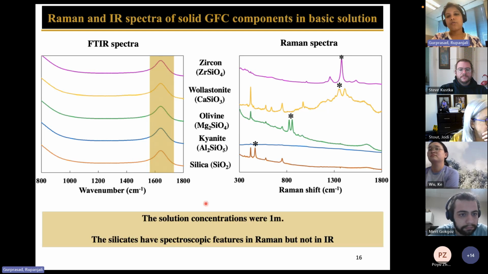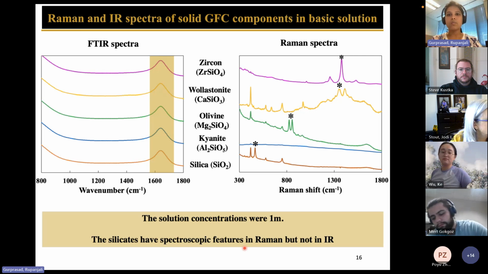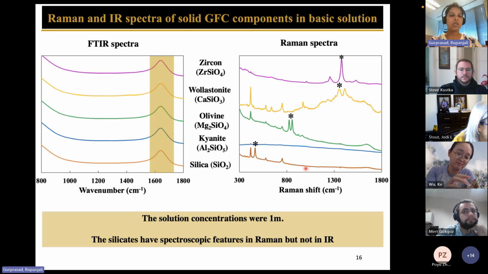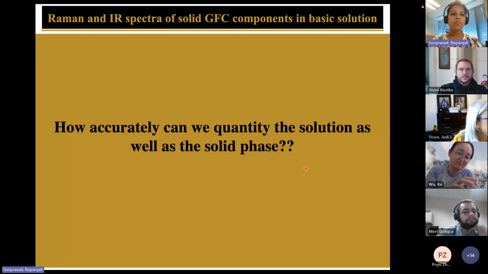So from this study, we knew that the silicates have spectroscopic features in Raman, but not in IR. But I think that was a welcome result for us, because it made us realize that we can selectively leverage Raman here again to quantify the solid silica as well as the solid silicate species when we're talking about the nuclear waste slurry as a whole.